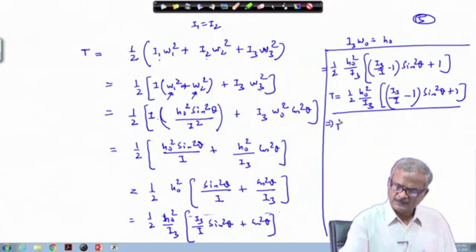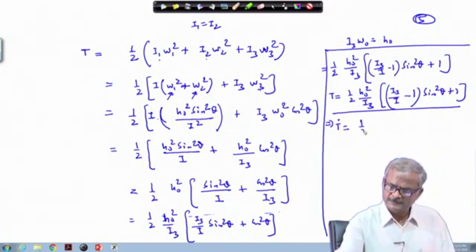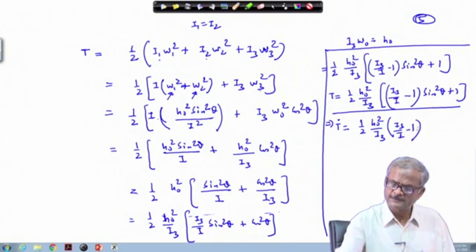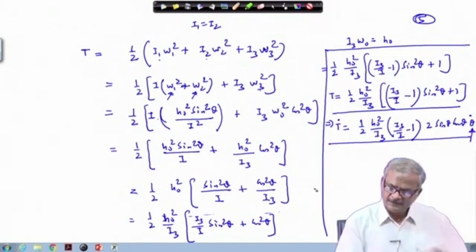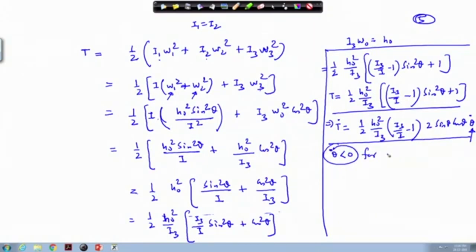So, this implies T dot will be equal to, if we differentiate this, 1 by 2 H 0 square divided by I 3 times I 3 divided by I minus 1, and this becomes 2 sin theta cos theta times theta dot. Now, look at this situation. The theta dot quantity is present. If the system has to be stable, theta dot must decrease, theta dot should be less than 0 for nutation to die out. If you want to remove the nutation over a period of time, this quantity should be negative.